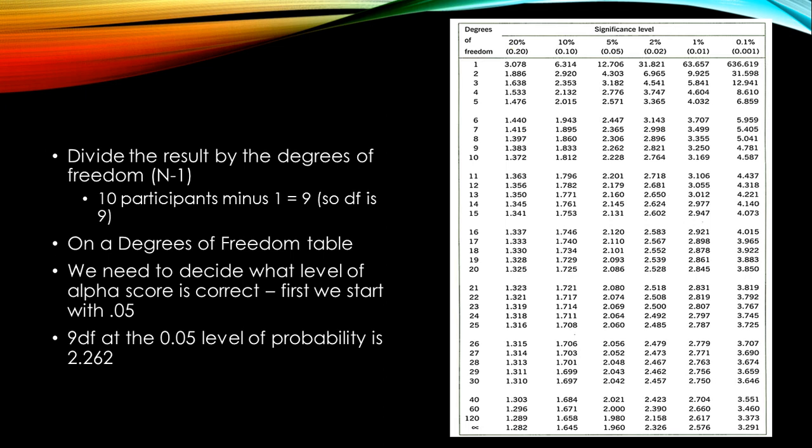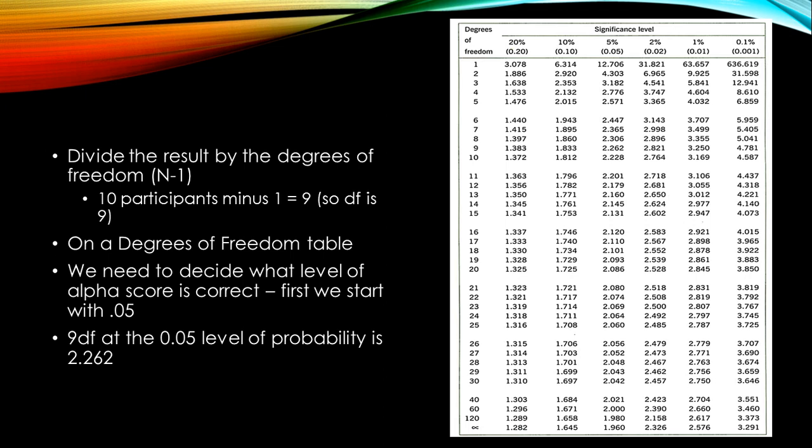Now we need to decide what level of alpha score is correct. So we're going to do the standard thing of going for 0.05, because that's the normal thing you do with most experiments. There are occasions when you'd be using one of those other columns, but the standard practice for most statistical packages is to use 0.05 for most experiments. So we don't need to worry overly much about the other columns on that table at this juncture.